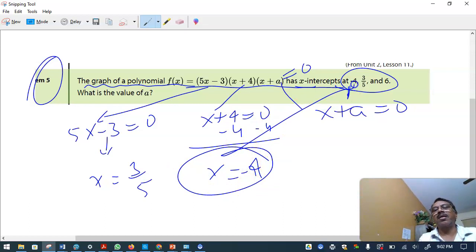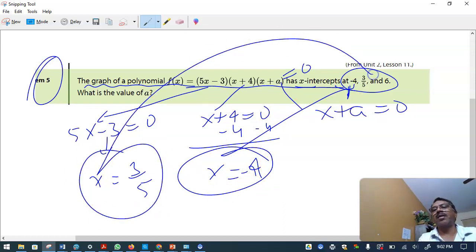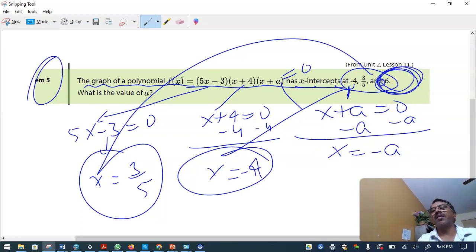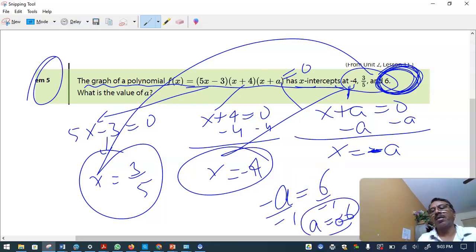And this is right here. And this part is right here. And if you subtract a here, you get x is minus a. That means this part, which is the third one, minus a equals 6. So divide by minus 1, you get a is minus 6, and you're done. That's all they are checking.